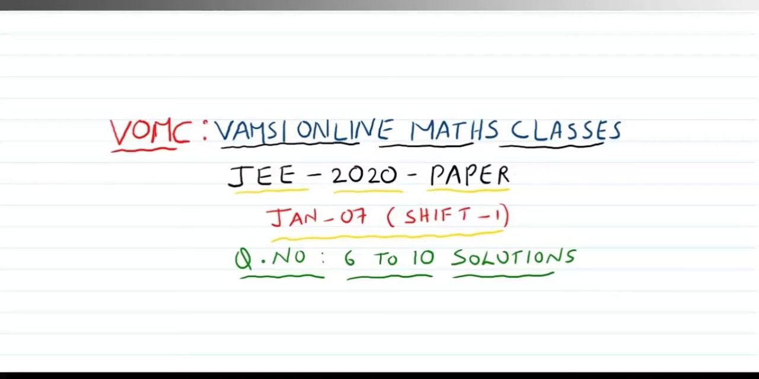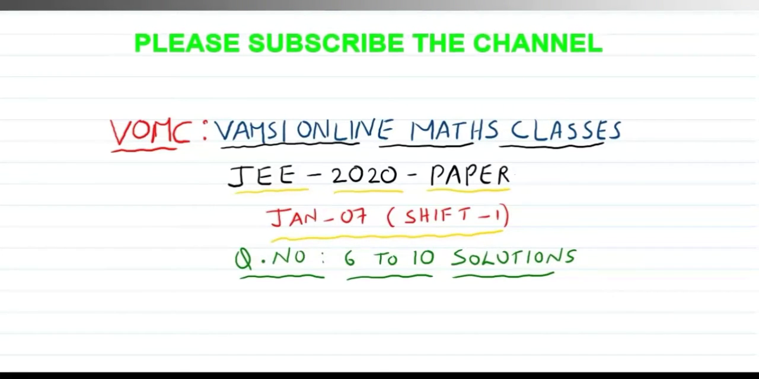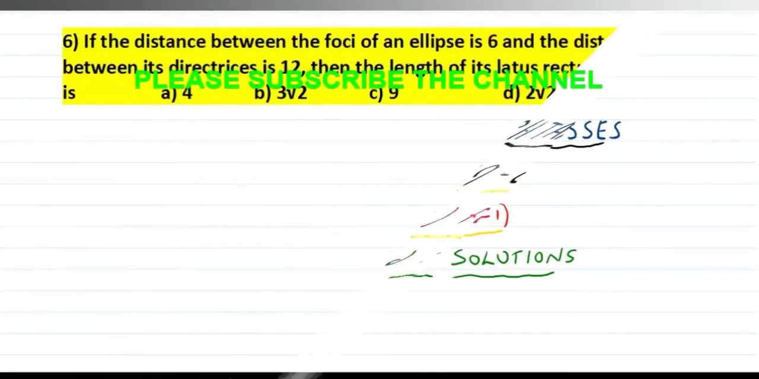In the last video, I discussed JEE 2020 January 7th mathematics paper questions from 1 to 5. In this video, I am going to discuss the same paper questions from 6 to 10 solutions with clear explanation. Let's get into the topic.